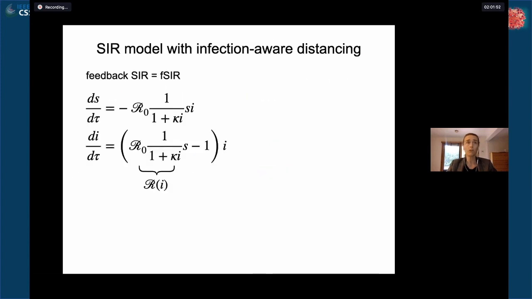So with this modification, you can define a new SIR model that includes infection-aware distancing in an explicit way. And I called it feedback SIR for short. Basically, the net result is that you still have R0 there, but R0 can be redefined to be an R of I of the number of infections, and it changes over time in a continuous way. So it's negative feedback because the more infections you have, the lower R of I will be.